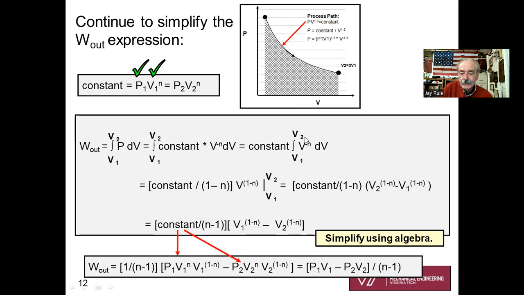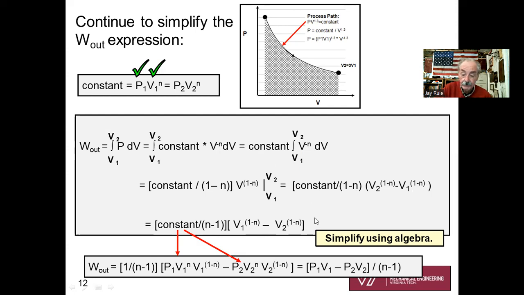All right, let's do the integral for work out. Work out is the integral of P dV, with the path known: constant times V to the minus n dV. I pull the constant out of the integral. That's all I did here. Next step, I do the power integration of V to the something dV. So I've got constant, and I take 1 minus n, in other words minus n plus 1, and divide that into the constant in my brackets. Then I've got V to the minus n plus 1, or 1 minus n, evaluated from V1 to V2. So I'm doing the algebra now: constant over 1 minus n, V2 to the 1 minus n minus V1 to the 1 minus n.